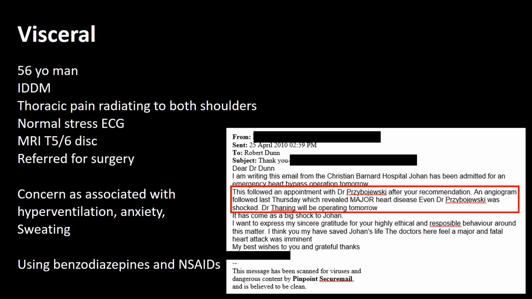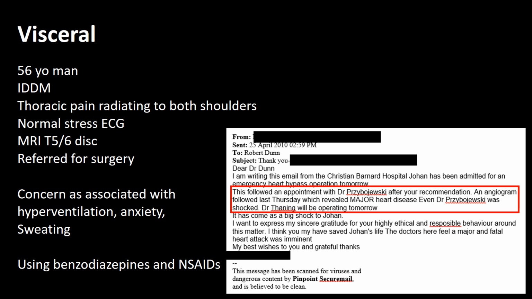This 56-year-old man was referred to me some years ago with a history of insulin-dependent diabetes mellitus. He had thoracic pain radiating to both shoulders. He had had a normal stress ECG performed by his family practitioner, an MRI requested which identified a T5-6 disc, and he was referred to me for transthoracic surgery.